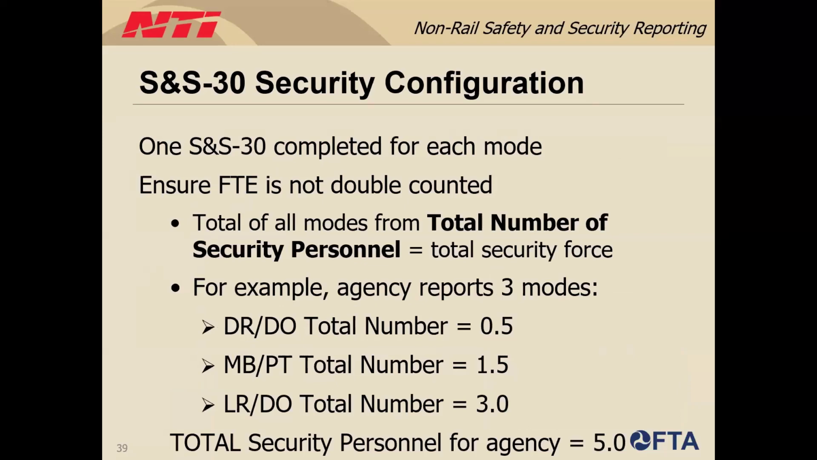One SNS 30 is completed for each mode. Be careful not to double count personnel. The value in the total number of security personnel from each SNS 30 form should equal the total number of agency security personnel. For example, the DRDO mode has a total number of 0.5, MBPT has a total number of 1.5, and the LRDO mode has a total number of 3. This means the agency's total security force would be 5 full-time equivalent hours.